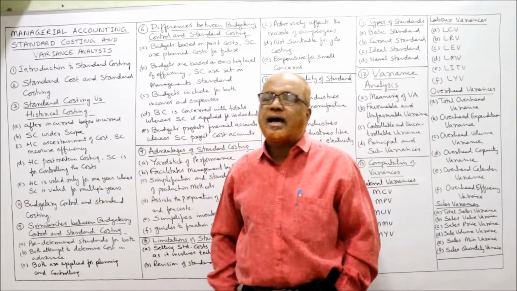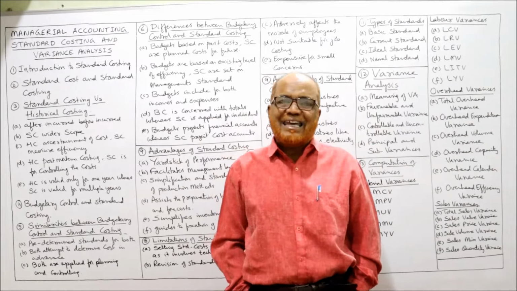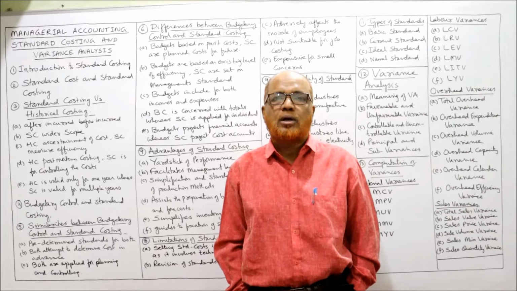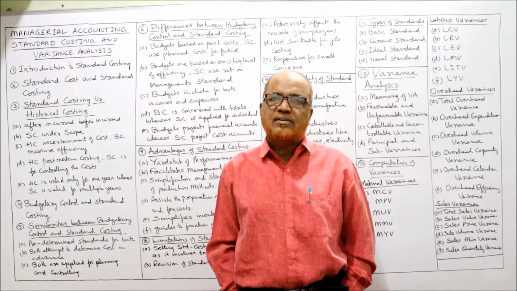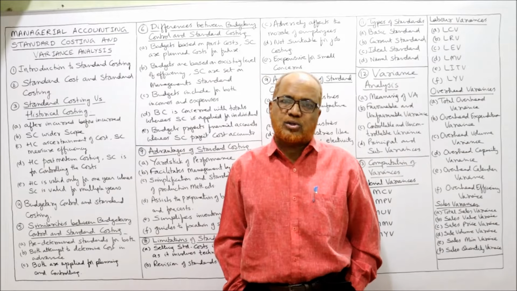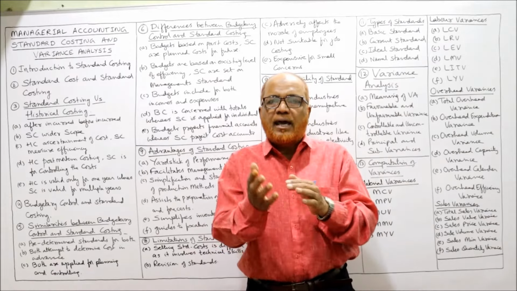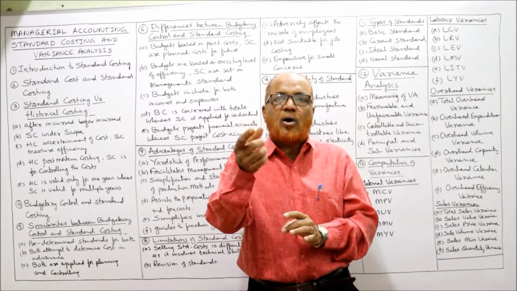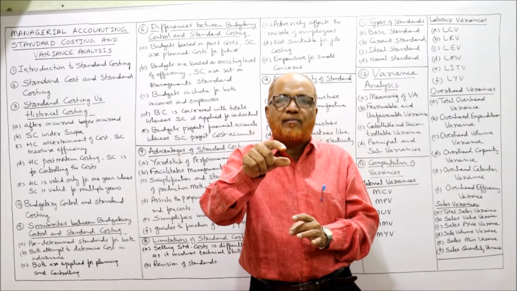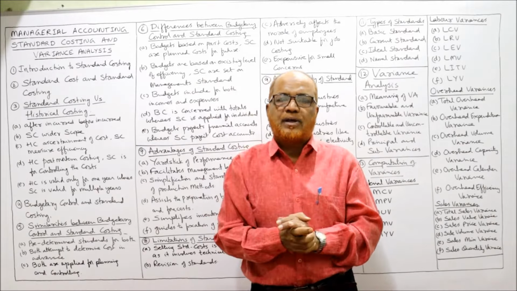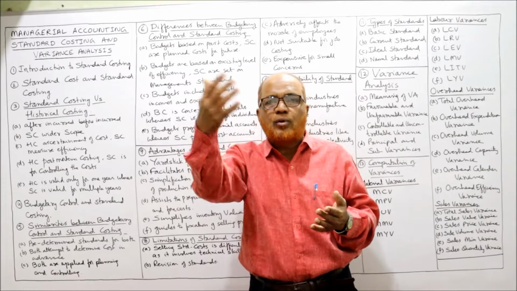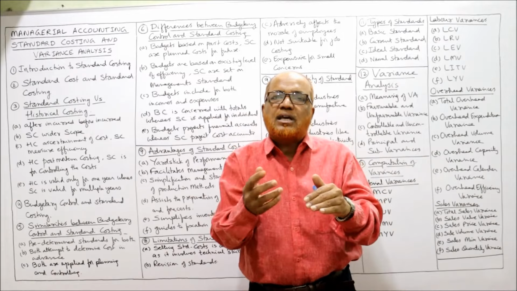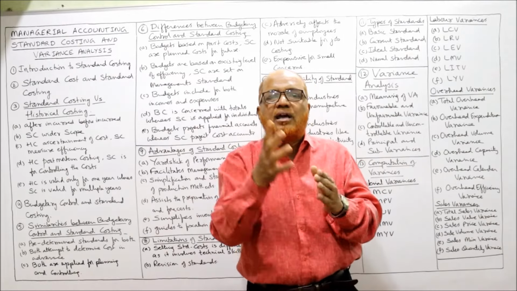Now, budgetary control and standard costing. One more technique is there for planning and controlling. That technique is called budgetary control. There are many similarities as well as differences between budgetary control and standard costing. First of all, the meaning of budgetary control: a budget is a plan of activities which are to be performed in a future period of time. That means what we have to do in a future period of time, we are making a plan, and that plan is called a budget. Standard costing is the cost which is to be incurred in future.